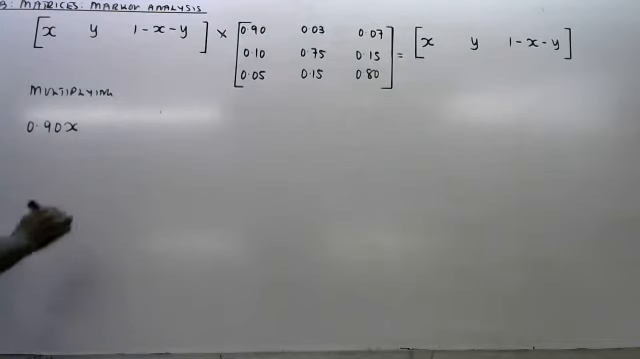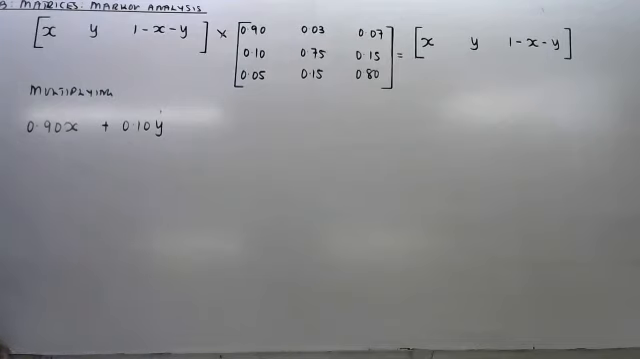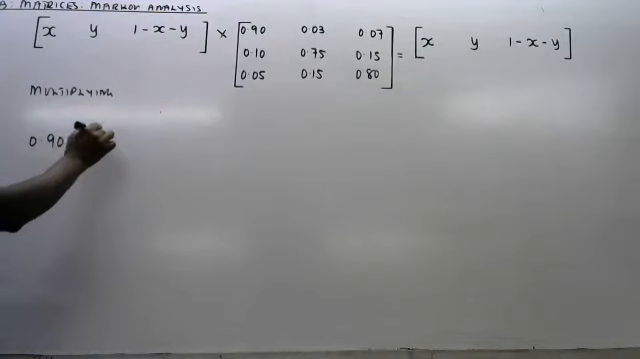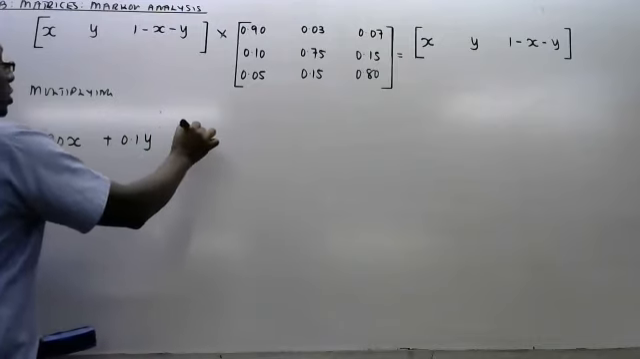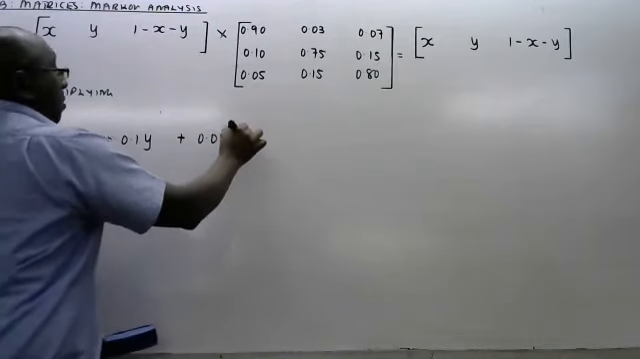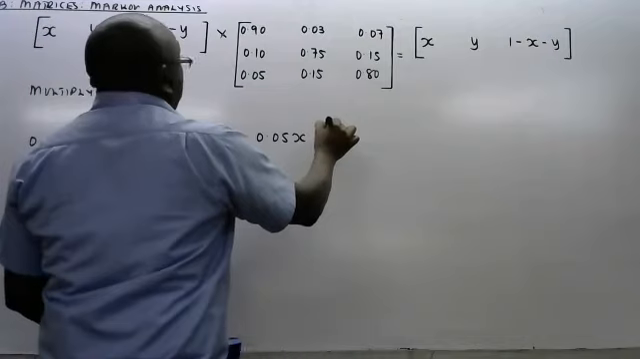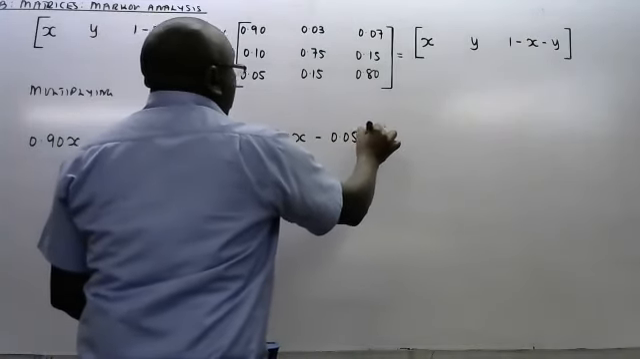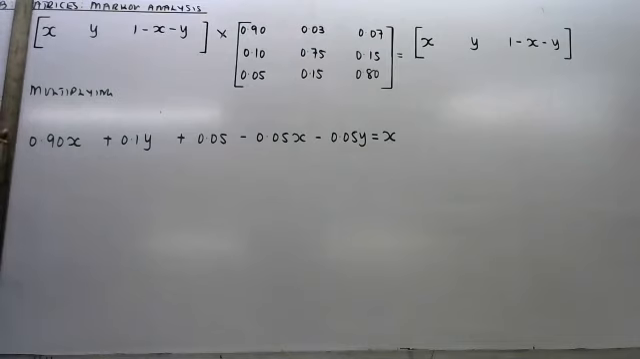0.90x plus 0.10y plus 0.05 minus 0.05x minus 0.05y should be equal to x.